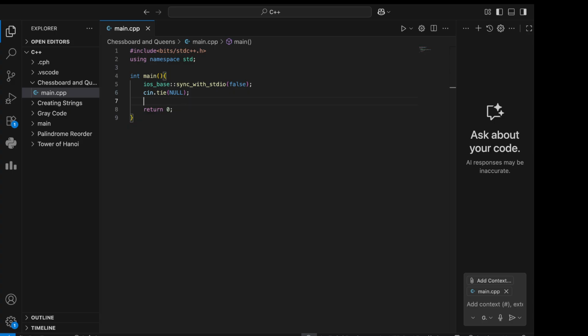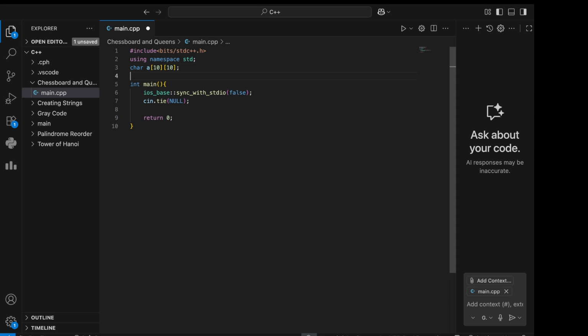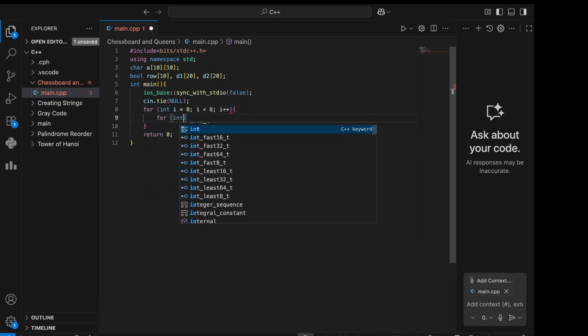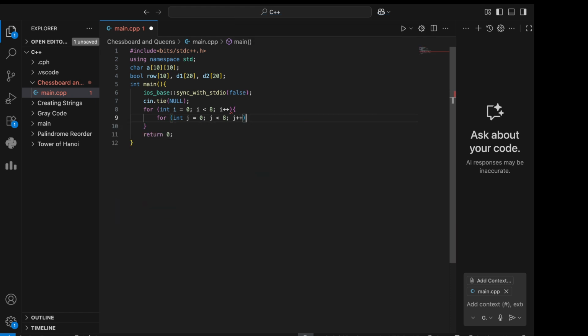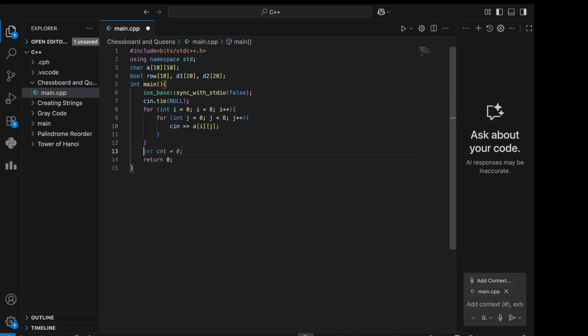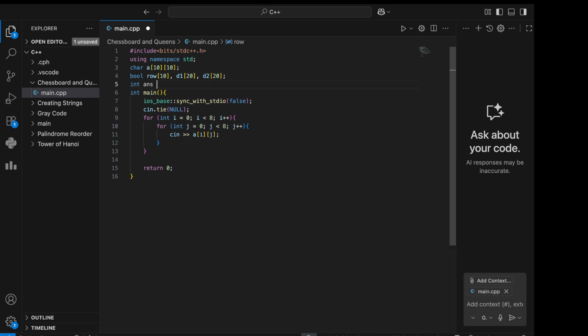Okay, I think I'm going to start with the solution. I'm going to input the chessboard using the character data type, and we have bool row 10, d1 20, and d2 also 20. We input the chessboard first, and also the answer equals 0 here.